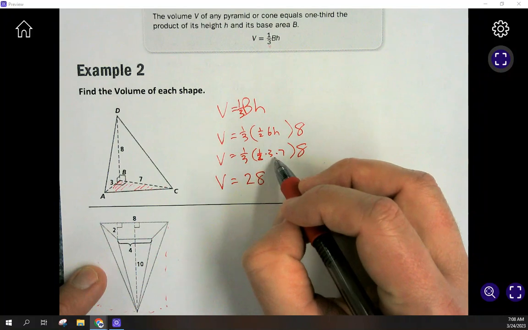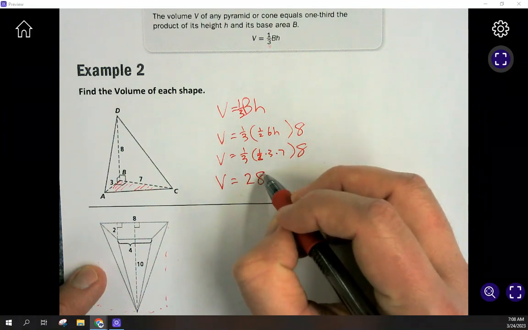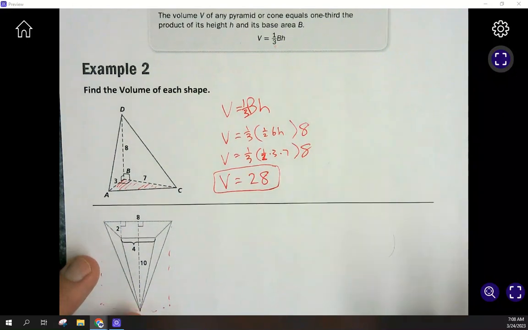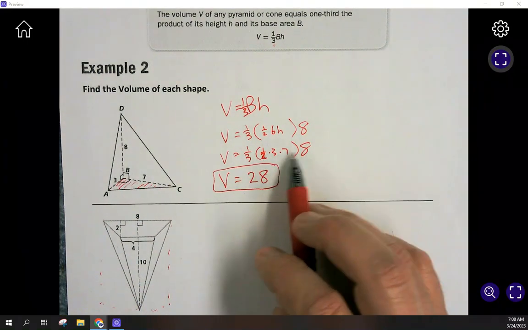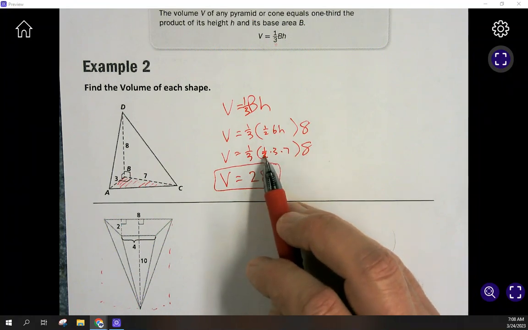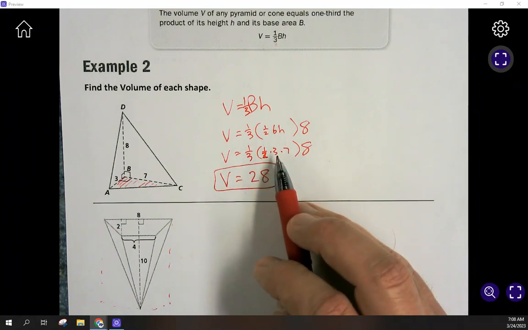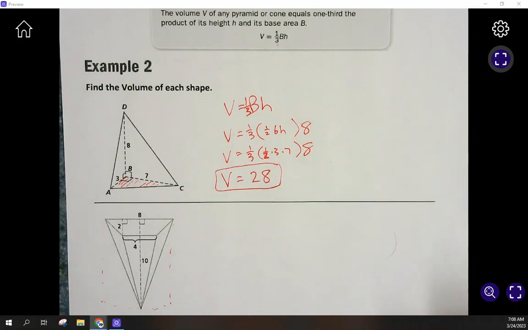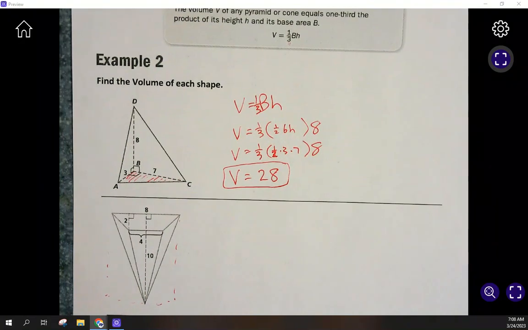Again, I've multiplied 3 times, so my units would be to the third power. This problem didn't give me units, so we're just going to leave it as 28. So you can do it any way you want. You could do 3 times 7 times 8 and then divide by 2 and then divide by 3. Or you could times it using your fraction key, times 1/2, times 1/3. You figure out what works for you.